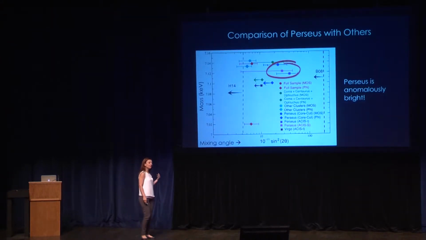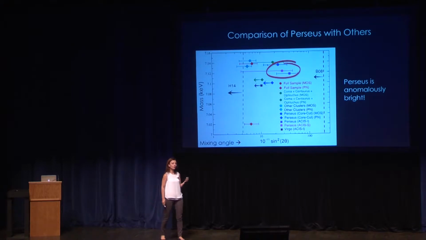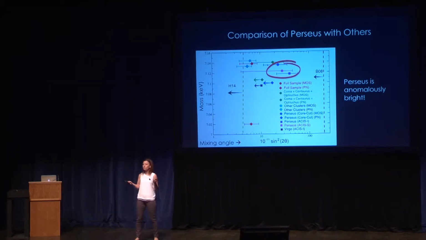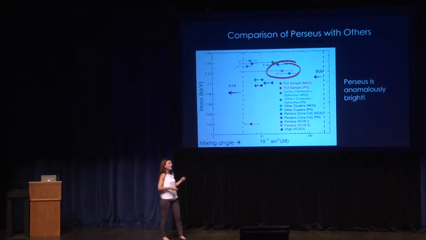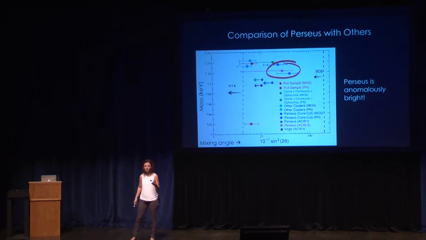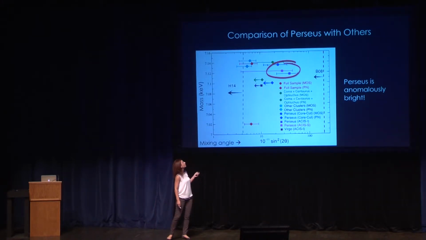The other test we did in our 2014 paper was to compare different types of galaxy clusters in our sample. We divided our sample into several subsamples. We looked at distant clusters, we looked at nearby clusters, and we looked at the X-ray brightest cluster, the Perseus cluster. And we saw that the Perseus cluster was much brighter compared to the other clusters in our sample. So make a note of this. Remember this, I'll come back to it. But remember, Perseus was anomalously bright.